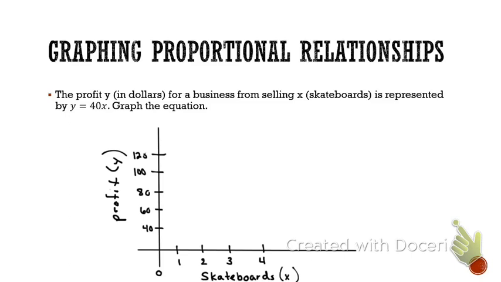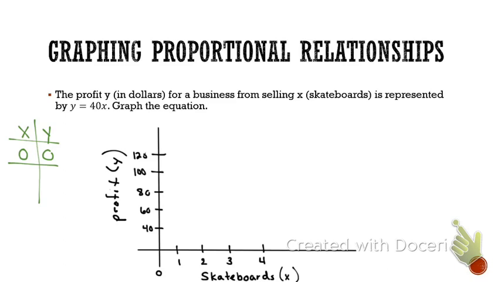All right, so let's say my X value, or 0 skateboards were sold. Well, what happens when I plug in 0 for X? What's 40 times 0? Right? So if I make 0 skateboards, or if I sell 0 skateboards, I make no money. So that makes sense, and that's where that proportional relationship comes in.